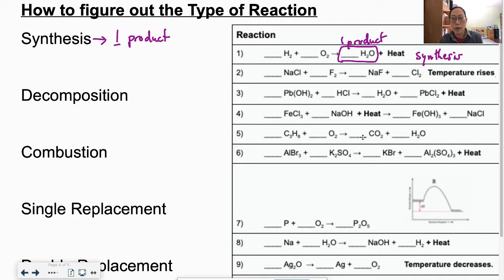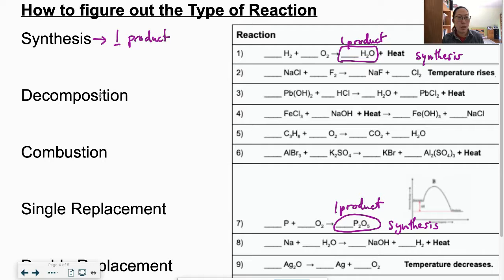Are there other reactions here that only have one product? So if I scan through here, I see number 7. Okay, so number 7 has one product here. So again, this is a synthesis reaction. So synthesis reactions have one product, and that's how you recognize them.